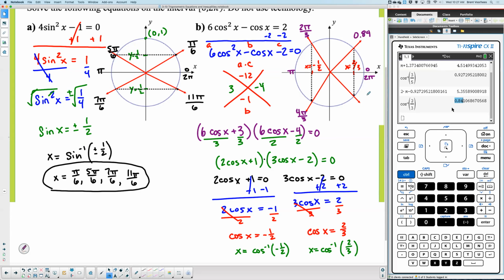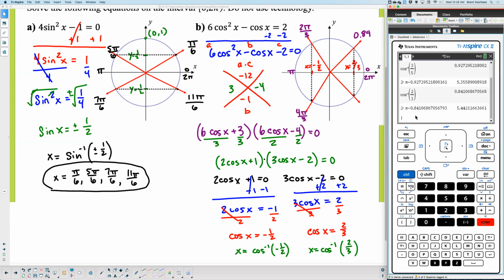All right, so if that's our first answer here, 0.84 radians, how do I get this answer over here? Yeah, because it's the same amount of distance away from 0, but now we're going this way, so I'm taking away from 2 pi. So we're going to take 2 pi, and we'll subtract that previous answer. And I'm getting 5.44. And those would be your answers.